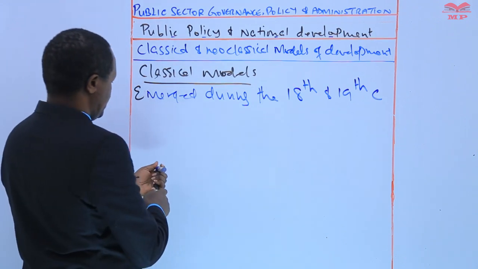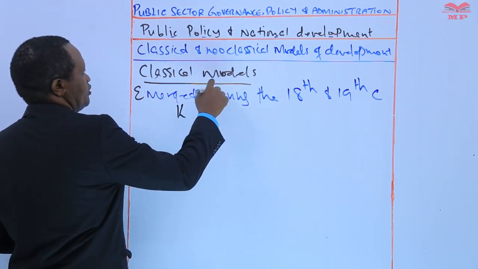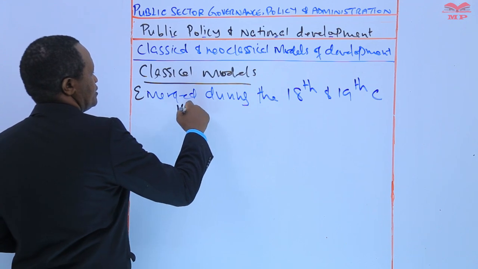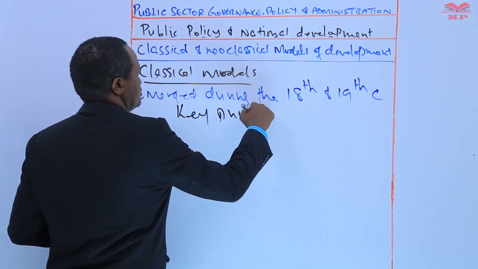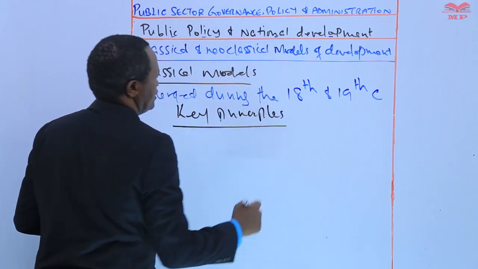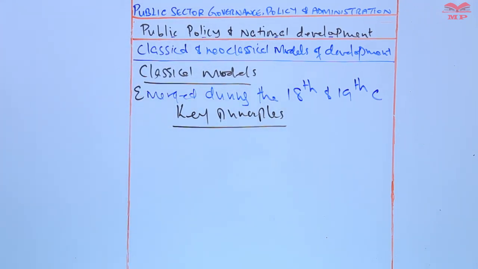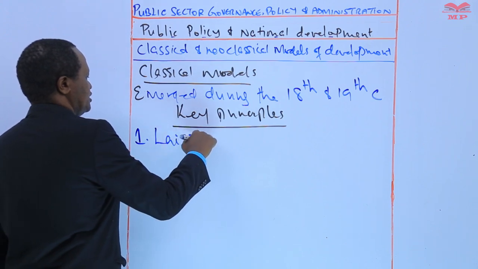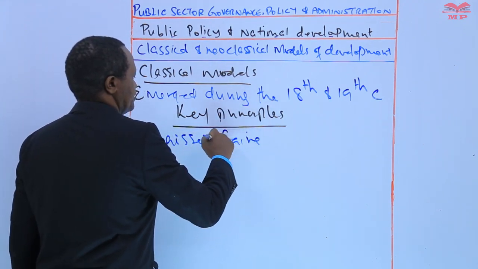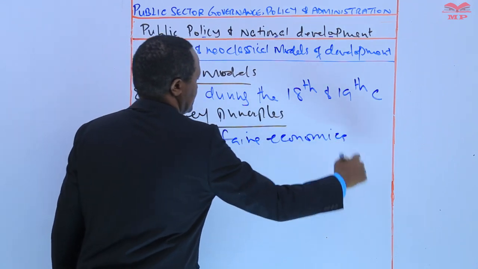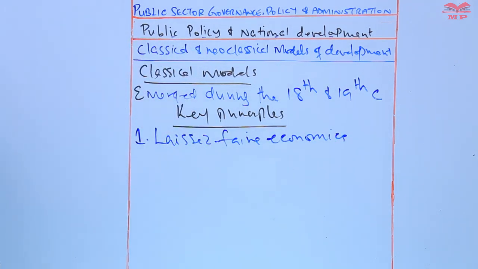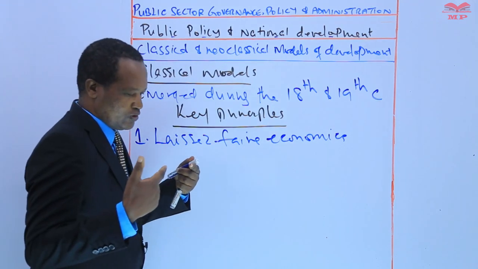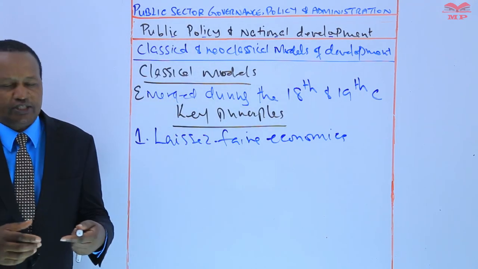And here are the key principles of the classical model. The first key principle is laissez-faire economics. Now, classical economists advocated for minimal government intervention in the economy.